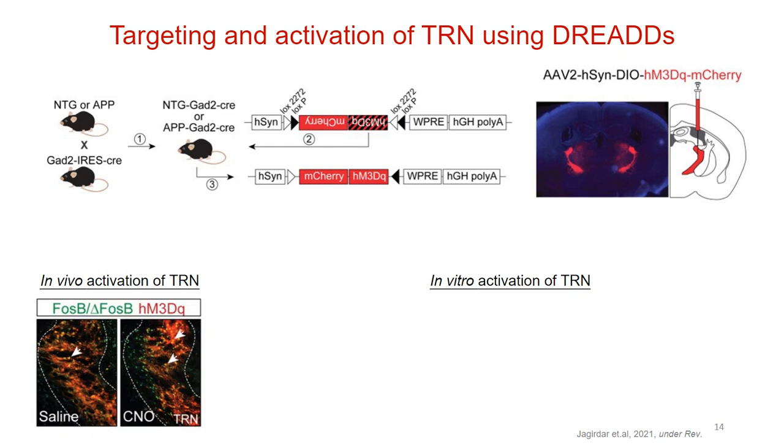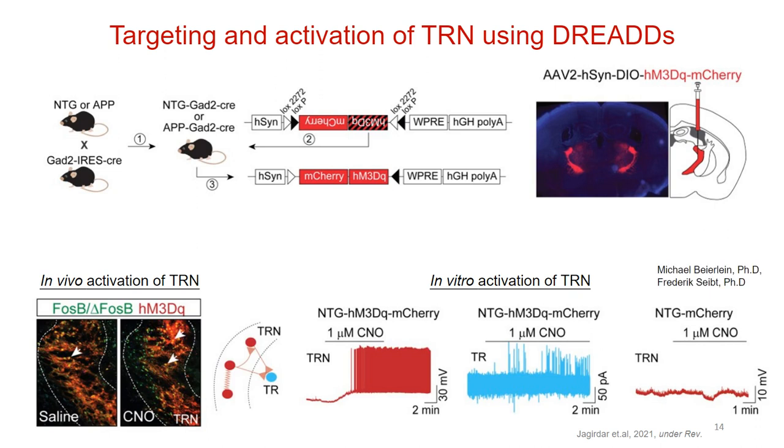We also performed slice physiology to validate DREADD-mediated effects in thalamic slices, thanks to our collaborators from UT Health Houston, Michael Beierlein and Frederick Sieb, a previous postdoc from his lab. So when he applied CNO in bath application, we saw nice activation of TRN. And if we recorded from a downstream target, we saw an increase in inhibitory responses. Slices from mice that expressed only mCherry in TRN did not exhibit activation of TRN neurons after CNO bath application.